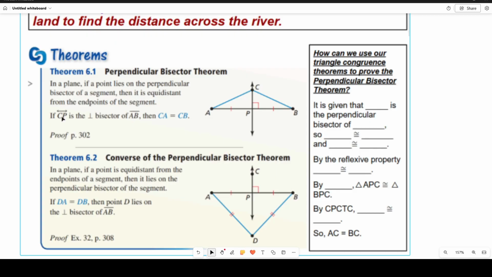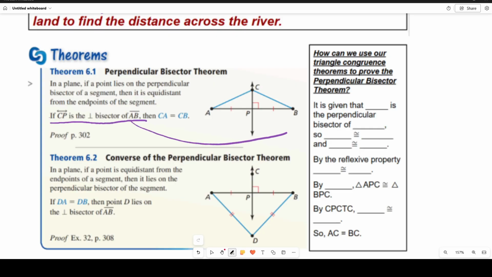If line CP is the perpendicular, the symbol means perpendicular, bisector of AB. Oh, well, hey, we're given that line CP is the perpendicular bisector of line segment AB. And then here it says it's given that something is the perpendicular bisector of something. So we just fill in this information. Right here, we put this information into that. So it is given that line CP is the perpendicular bisector of line segment AB.